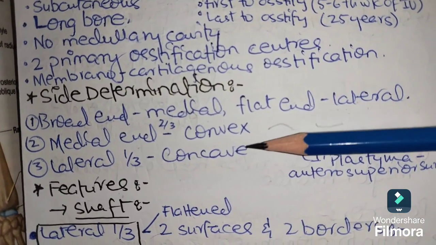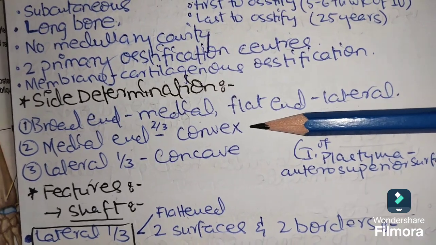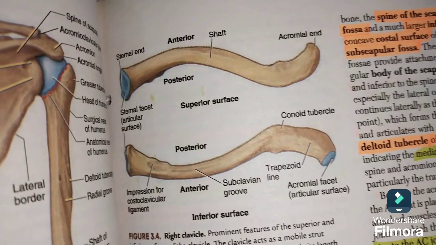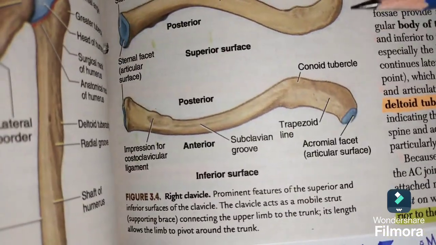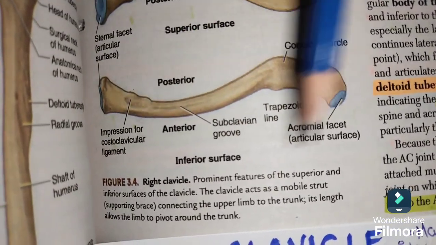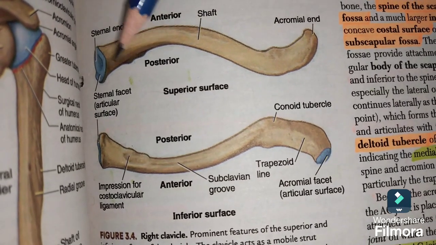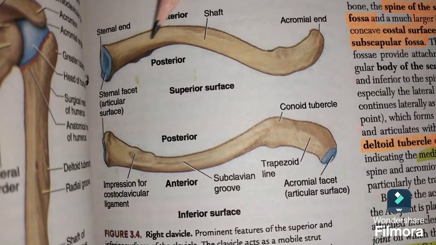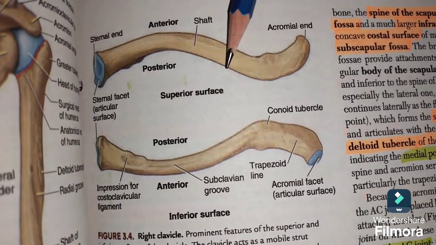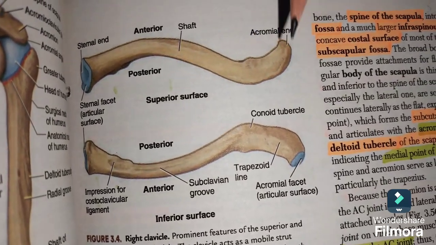The notes tell us that the medial two-third of the clavicle is convex in shape and the lateral one-third is concave. Now here in the diagram of clavicle, this is the superior surface and this image gives you the inferior surface, and in both the surfaces we can see that the sternal end or the medial end is convex. The medial two-third of clavicle is convex in shape and the lateral one-third or the acromial end is concave in shape.